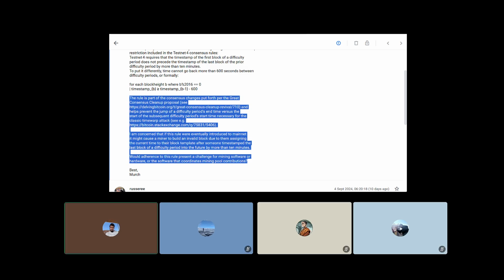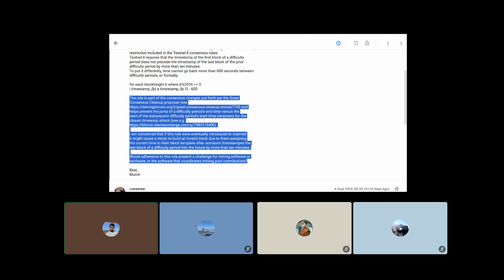time warp attack. Now, it's also important for us to note that this change is only implemented on the testnet, right? This change we've implemented is only on testnet 4, it's not on the mainnet. The same proposal has been made for the mainnet, okay? And there is a soft fork proposal known as the Great Consensus Cleanup Proposal.